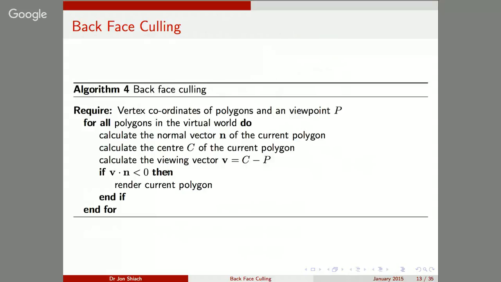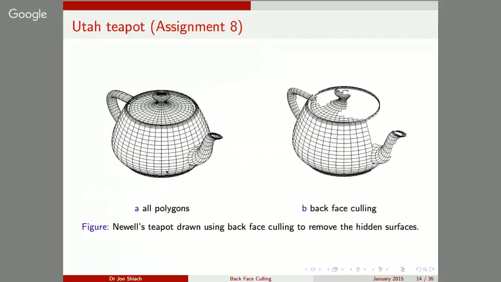Well, P would be at the origin, wouldn't it? You've already aligned your world to the viewing vector. P would be the origin, so it'll be C minus 0. And you find the dot product between your viewing vector and the normal for that polygon. If that dot product is less than 0, you render that current polygon. If it's greater than 0, you just ignore it and move to the next one. So that's back-face culling. And that's what your assignment is.